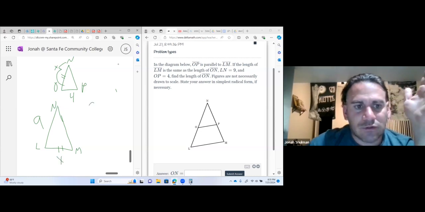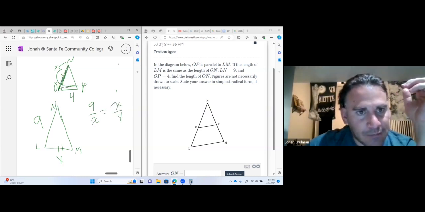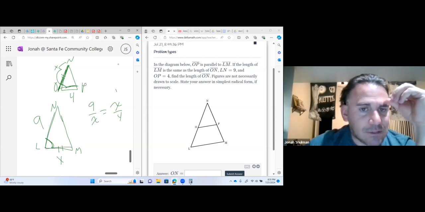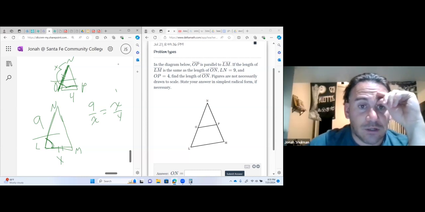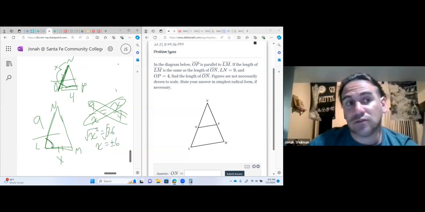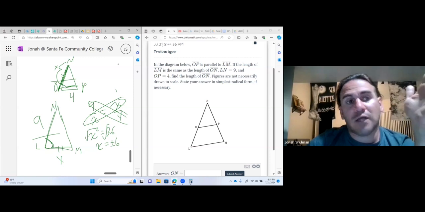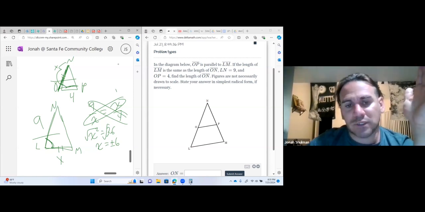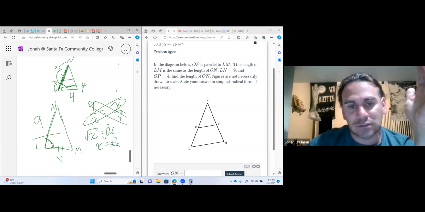So this is what I think we have to do. I think it's going to be 9 over X is equal to X over 4, because these look like the exact same shape. We know that they're congruent because of this. So I believe it's 9 over X equals X over 4. X times X, that's X squared, and 9 times 4 is 36. We take the square root. X is plus or minus 6. Okay, so it's positive 6 or negative 6, but because it's a distance, we reject the minus, so it's just 6.